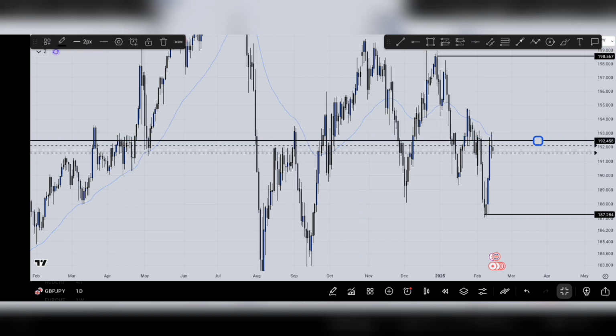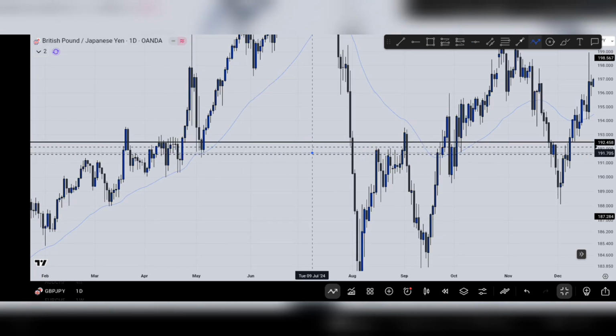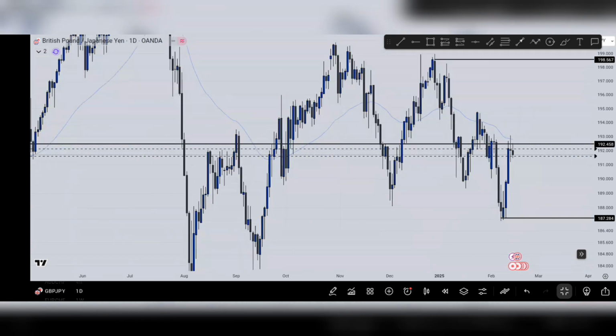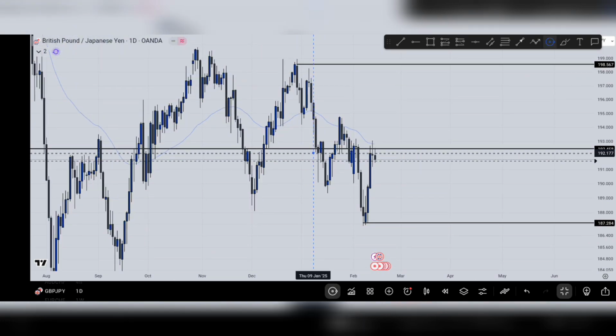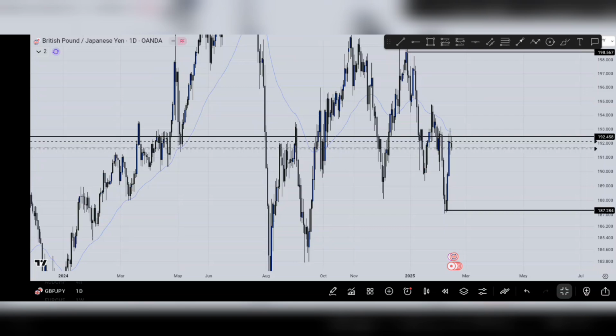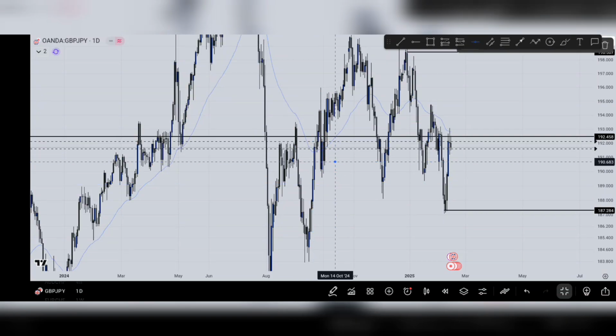You see at this point here, there has been multiple rejections at this point. Rejection at this point also. And you can also see rejection at this point, guys. Rejection at this point, guys. So that's a strong level, guys. So let's mark another level. This is also a strong level, guys.